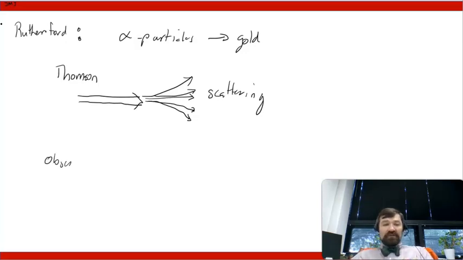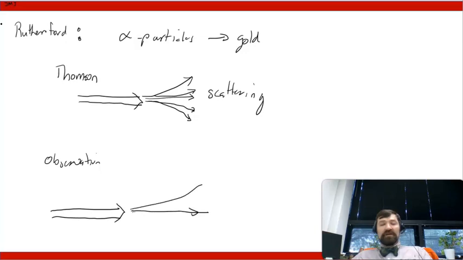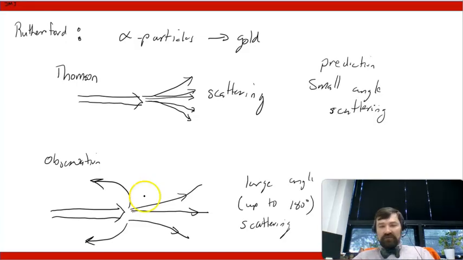The observation, however, involved shooting these alpha particles at this nucleus, and then yes, we did still see a lot of scattering at small angles like so, but there were occasional particles that scattered at very large angles like so. So prediction, small angle scattering only, whereas in the experiment all angles were possible, although most scattering tended to be at relatively small angles.